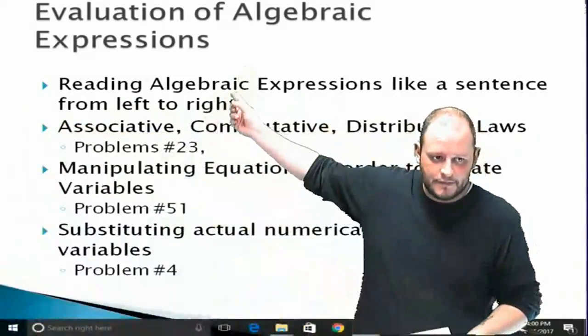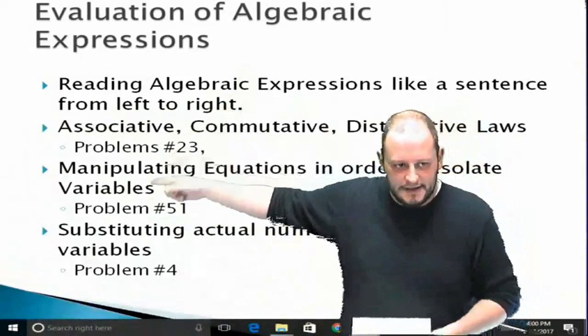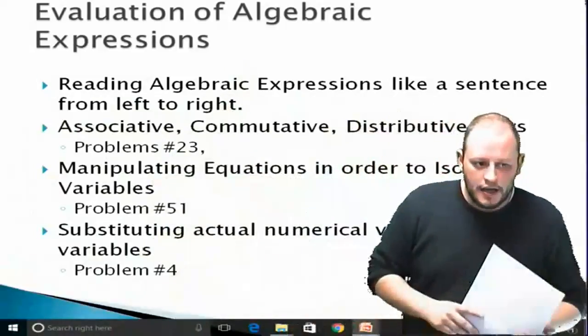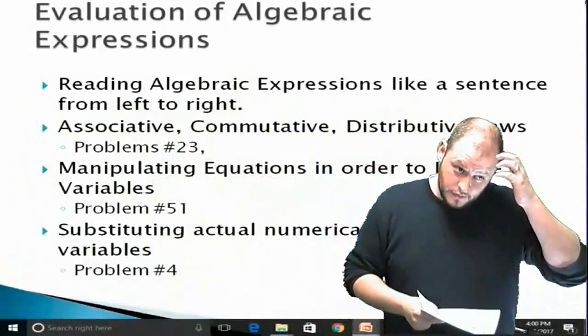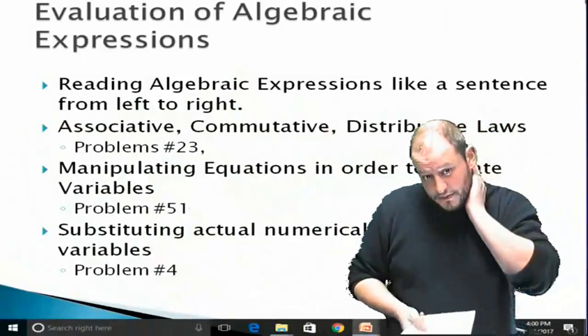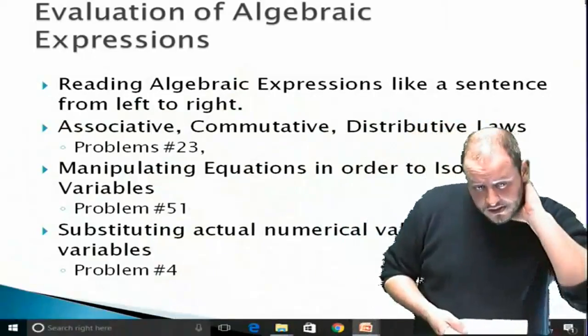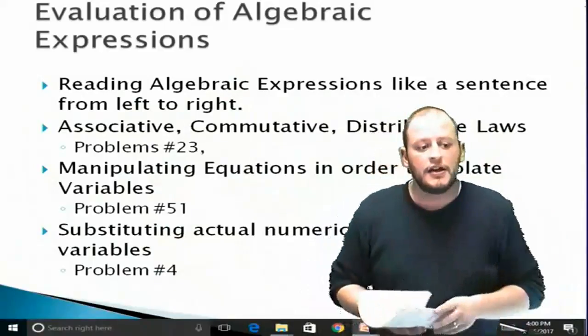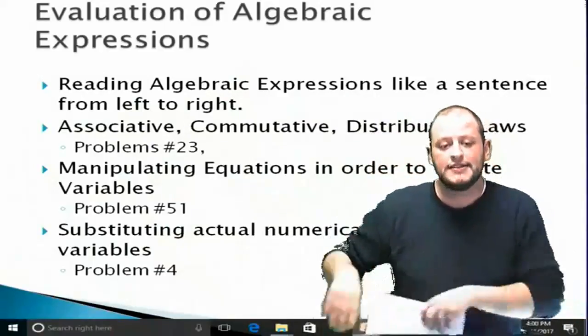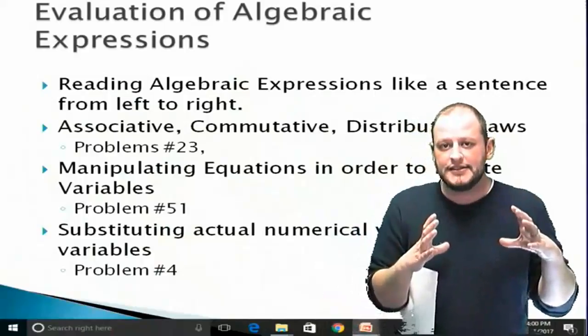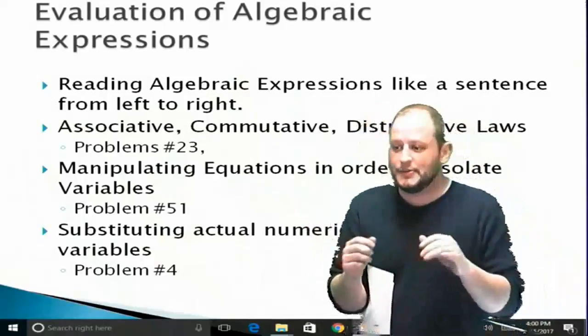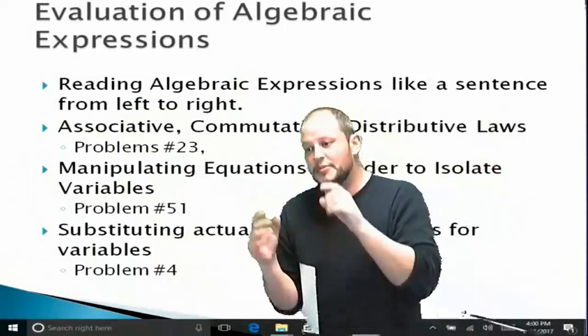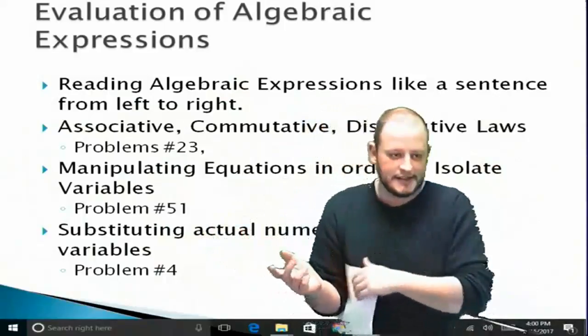There you go. You're getting it. Reading algebraic expressions like a sentence, from left to right. We have different associative, commutative, distributive laws that you should all be familiar with. Associative laws are that the quantity A plus B inside parentheses plus C is equal to the quantity A plus the quantity B plus C in parentheses.